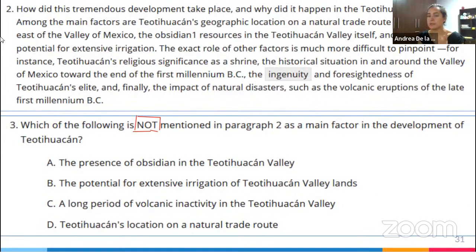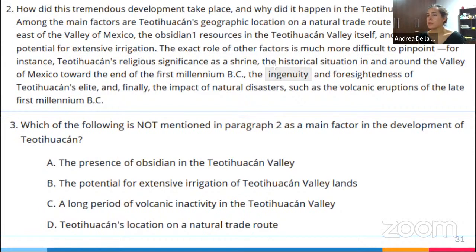Second, there are two different types or two different cases in this question. The first one, sometimes they're going to ask about everything. So sometimes they won't specify about what. It'll be like, what is not mentioned in paragraph 2, period, question mark. If that is the case, then you will have to read everything. Unfortunately, it will take you some more time, but you have to read everything because it says in paragraph 2 in general. But in this case, they're asking for something specific. What is not mentioned in paragraph 2 as a main factor in the development of Teotihuacan?